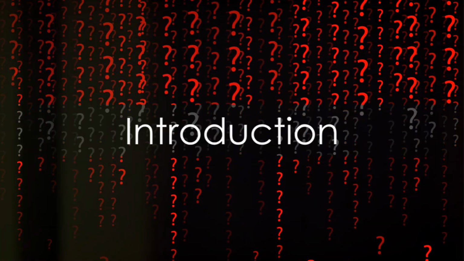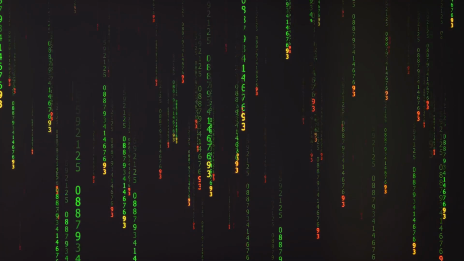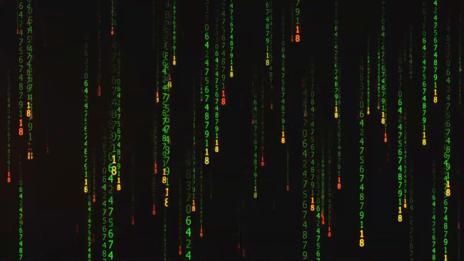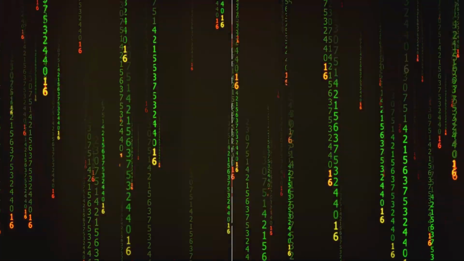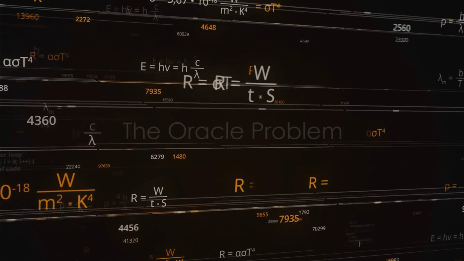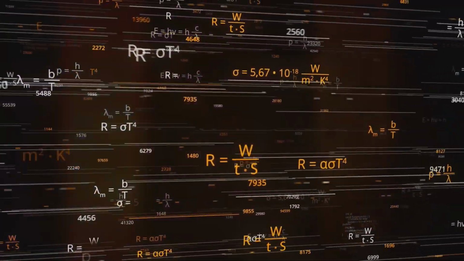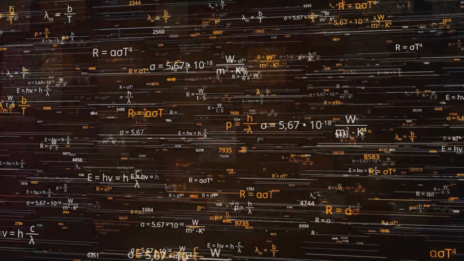Can Darwinian evolution and artificial intelligence overcome the oracle problem? A question that might seem abstract, yet it hides profound implications for our understanding of both life and technology. The oracle problem, in simple terms, is a predicament faced by a computer program or system when it needs information from an external source to solve a problem that it can't resolve on its own.